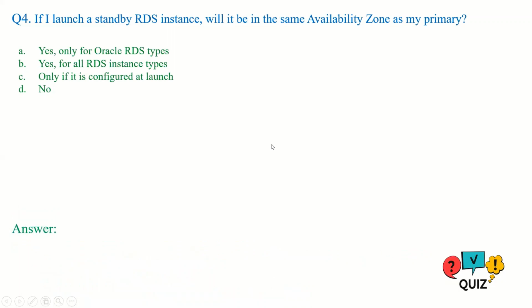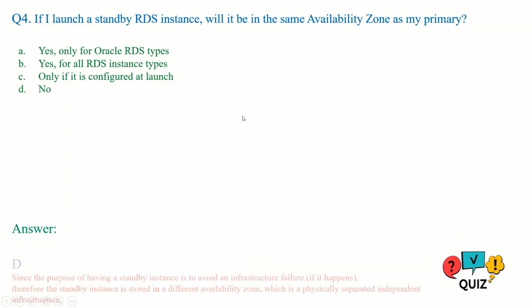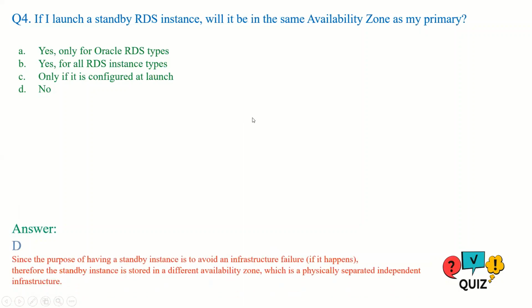If I launch a standby RDS instance, will it be in the same availability zone as my primary? I think it is D, sir, because it will not be in the same availability zone. Exactly, that's correct. The purpose of having a standby instance is to avoid an infrastructure failure if it happens. So the standby instance is stored in a different availability zone, which is a physically separated, independent infrastructure. That's good.